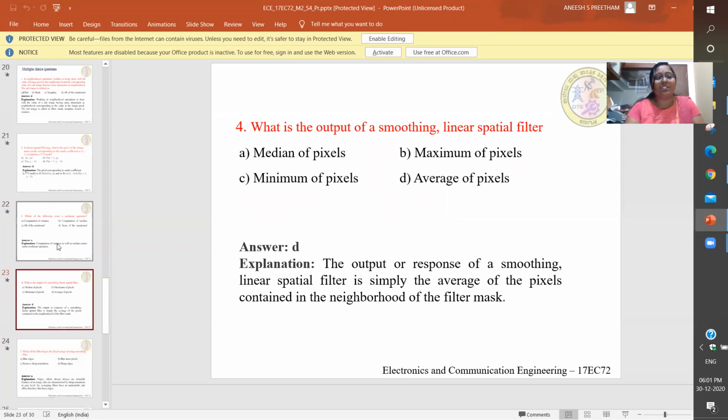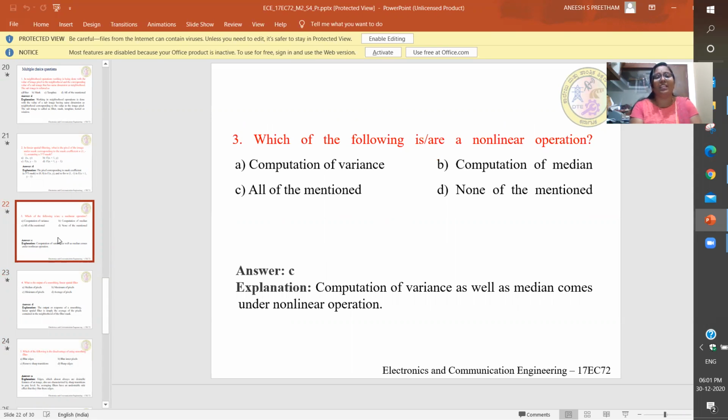So third question, which of the following is a non-linear operation? So options are computation of variance, computation of median, all of the mentioned, none of the mentioned. Actually, the answer is option C. So computation of variance as well as the median comes under non-linear operation. So we're going to consider both the options.